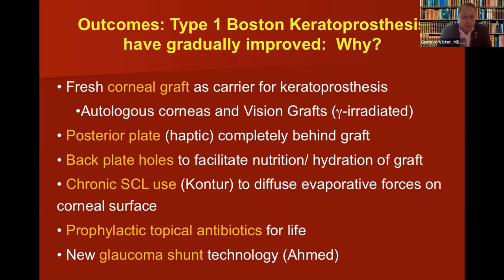So also prophylactic topical antibiotics for life, and we'll see this in some other slides. And new glaucoma shunts also improve the results in this patient. So there are other improvements in other areas to help the K-Pro.